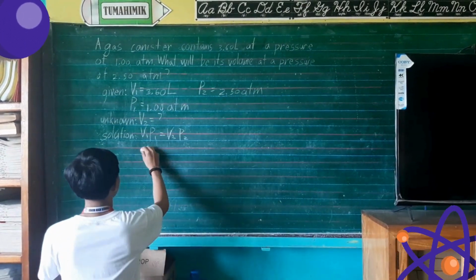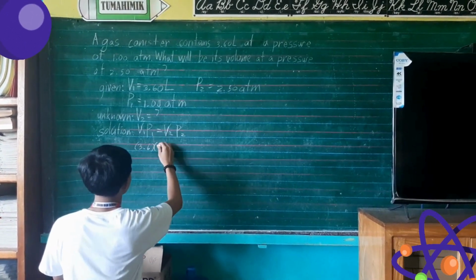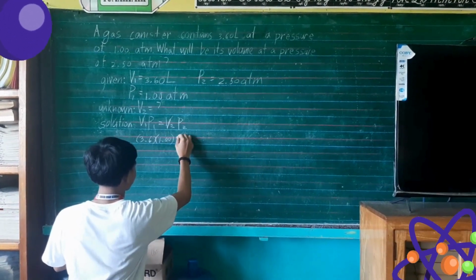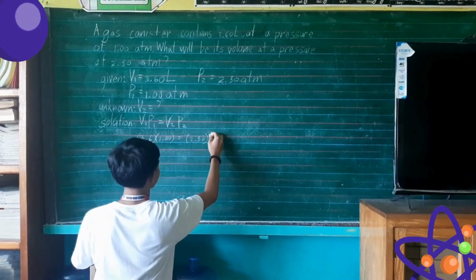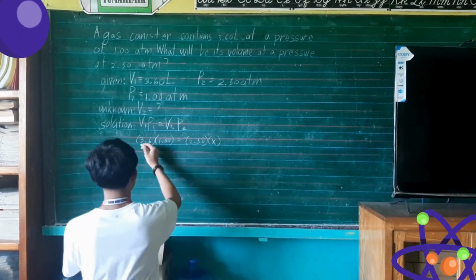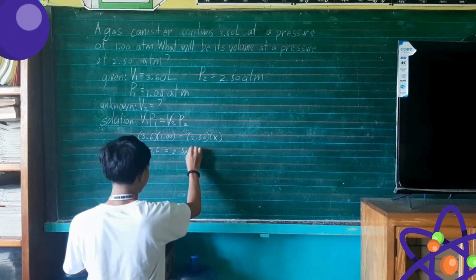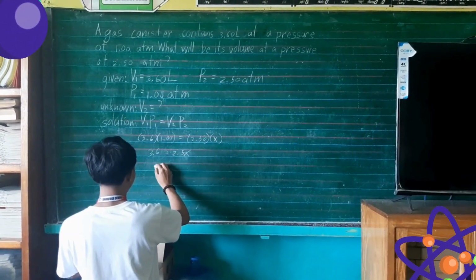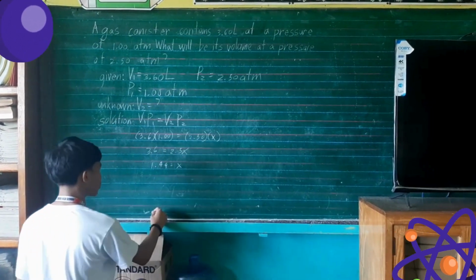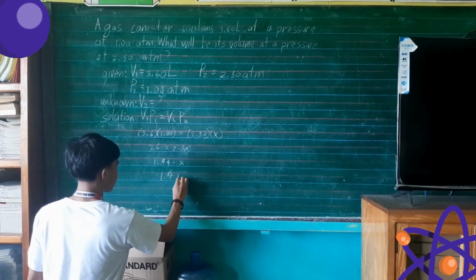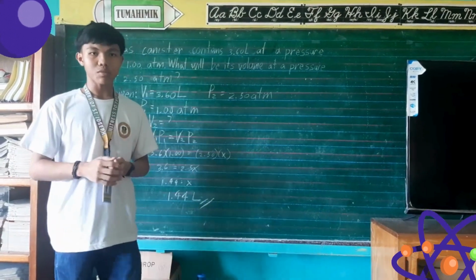Now let's substitute. 3.6 times 1 is equal to 2.5 times x, or 3.6 is equal to 2.5x. After calculating, we get 1.44 is equal to x. The answer will be 1.44 liters. Now, let's move on to the other examples using this formula.